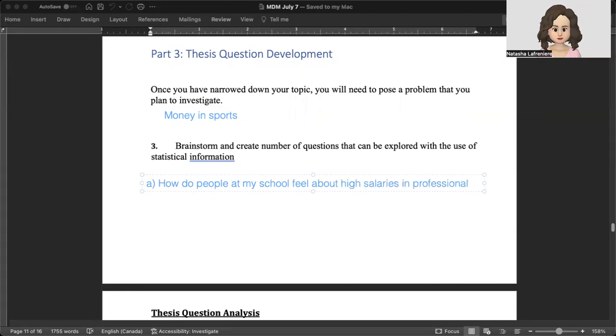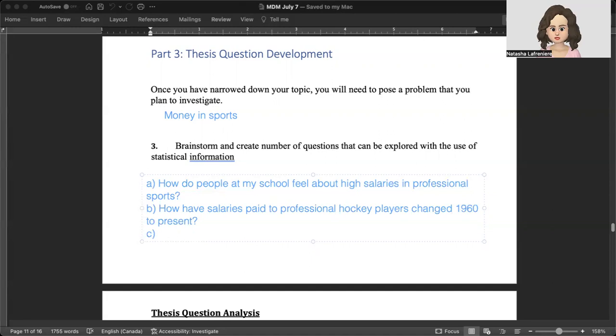Okay, so keep in mind when you're creating your survey, I am able to send it to my 2 other math classes and they'll answer your questions for you. So you'll actually have raw data, which is fantastic. Another question would be, how have salaries paid to professional hockey players changed from 1960 to the present? That does require some research, because you can't really make a survey for that. You don't know any professional hockey players, I don't think anyways. But that would require some research.